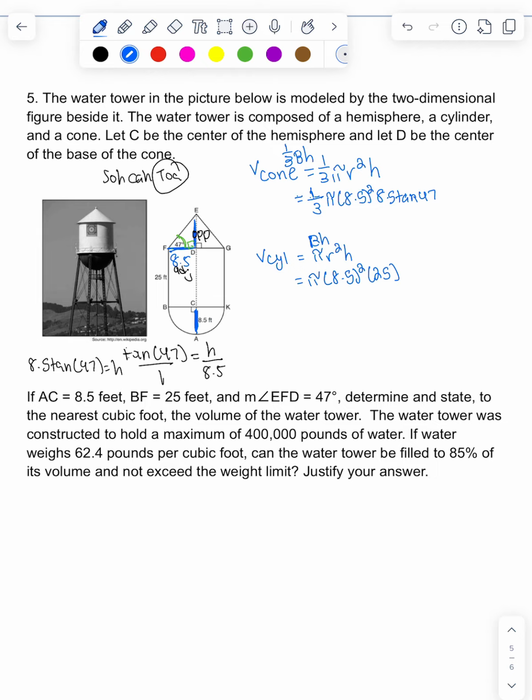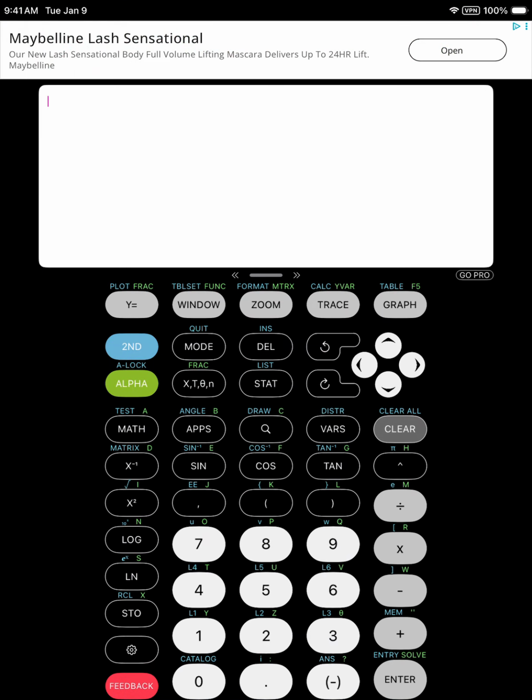And then finally for the hemisphere, we can find the volume of the sphere and then we can divide it by 2. So that would be 4/3 pi, the radius is 8.5 cubed, and then we're going to divide that by 2. So I have a lot of typing into my calculator because now that I have all the volumes, all I need to do is add them together. But that's going to be a lot of typing into the calculator that I'm going to have to look back and forth for. So I'm going to get started.